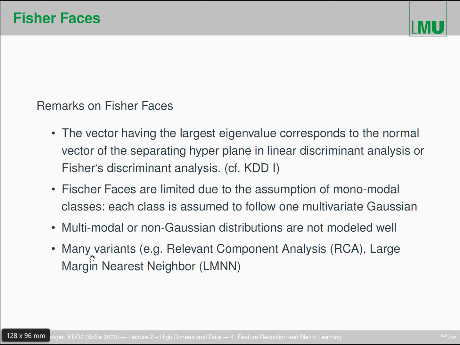And there are a lot of variants trying to get rid of those assumptions. So here are some names for it: relevant component analysis, large margin nearest neighbor, and stuff like that. They are all based on the same idea, but do it a little differently. So just that you know how to somehow classify those things here.